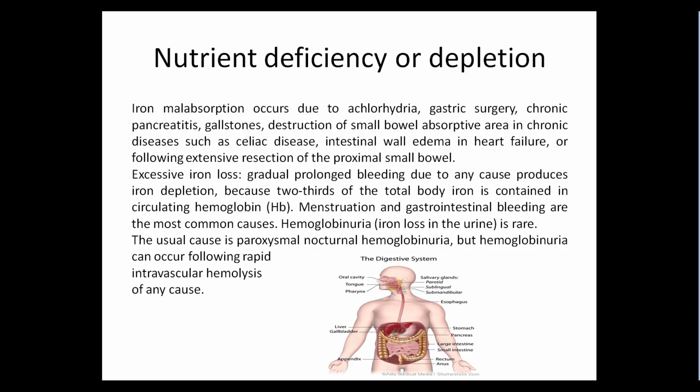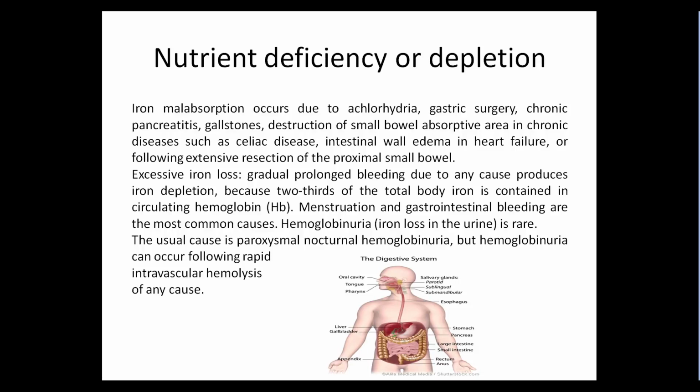Iron malabsorption occurs due to achlorhydria, gastric surgery, chronic pancreatitis, gallstones, destruction of small bowel absorptive area in chronic disease such as celiac disease, intestinal wall edema in heart failure, or following extensive resection of the proximal small bowel. Excessive iron loss: gradual prolonged bleeding due to any cause produces iron depletion because two thirds of the total body iron is contained in circulating hemoglobin.